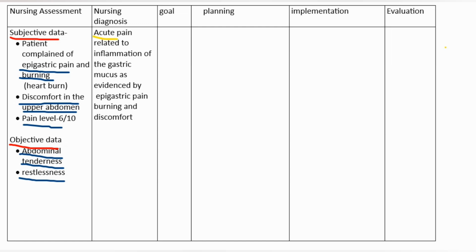Nursing diagnosis. Acute pain related to inflammation of the gastric mucosa, as evidenced by epigastric pain, burning, and discomfort. Goal: to relieve pain.